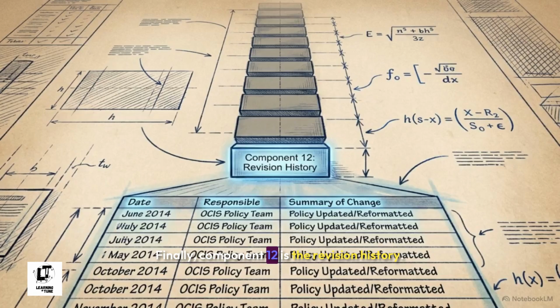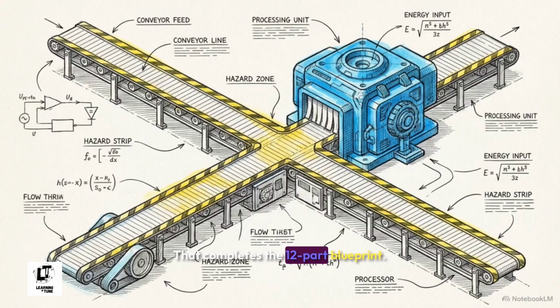Finally, Component 12 is the revision history. This acts as a vital audit log detailing every change made over time, the date of that change, and the party responsible. That completes the 12-part blueprint.